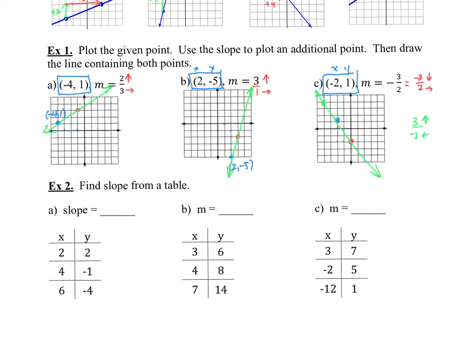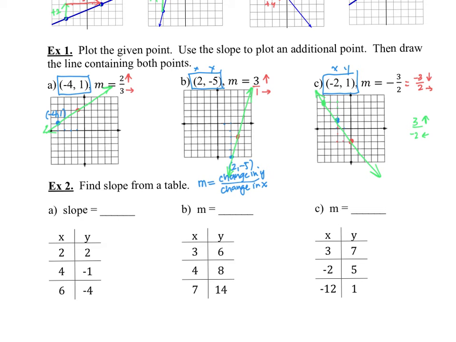Okay, now one more example. We're going to find the slope from a table. Eventually we'll also use a formula for it, but for now, this will be good enough. For slope from a table, I need to remember that the slope is change in y over the change in x. Because that's going to help remind me how to find the slope from a table.